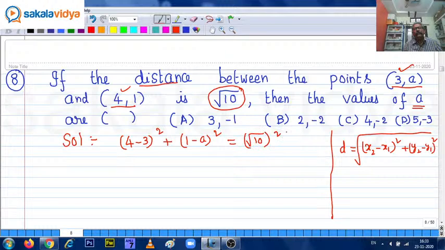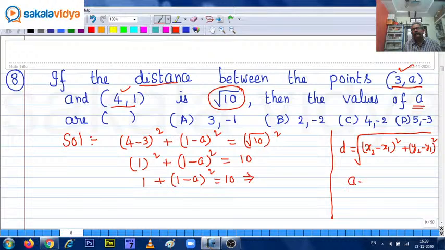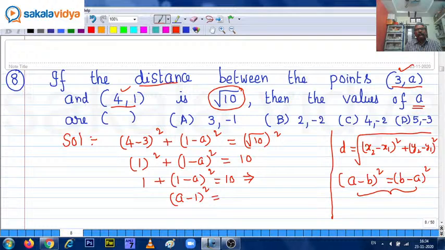No problem, the square root will go this side. That becomes square. 4 minus 3 is 1 square. Don't expand it, keep it like this only, for MCQ questions or anything. (1 minus a) whole square is equal to root 10 square, which means 10. This will be 1 plus (1 minus a) whole square equals 10. Remember, (a minus b) whole square is the same as (b minus a) whole square. My dear children, both expansions will have the same value. So (a minus 1) whole square equals 10 minus 1, which is 9.